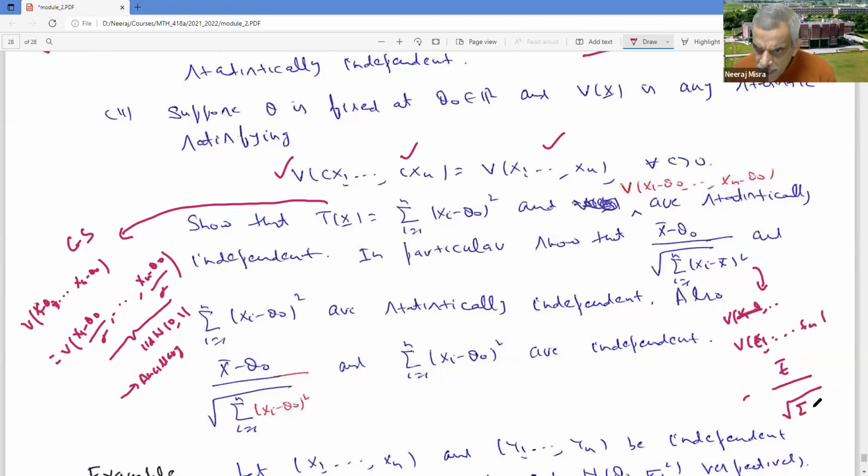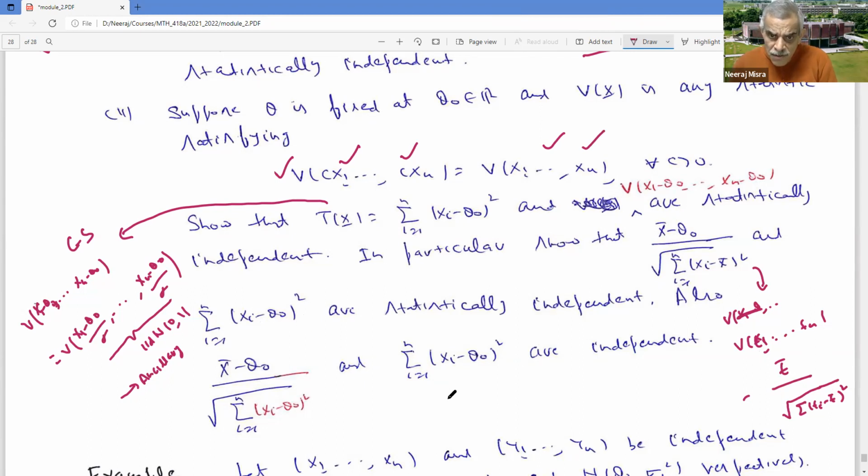summation ti minus t bar whole square. Then you can see that V satisfies this condition, because if you multiply each of them by C, then t bar would become C times t bar, because each of them has been multiplied by C. Here each has been multiplied by C, so C square comes common and goes outside. It will become C because C is positive, so C gets cancelled, and V of Ct1, Ct2, Ctn is the same as V of t1, t2, tn. So it satisfies this. That means V of x1 minus theta naught, xn minus theta naught, and summation xi minus theta naught whole square would be independent.